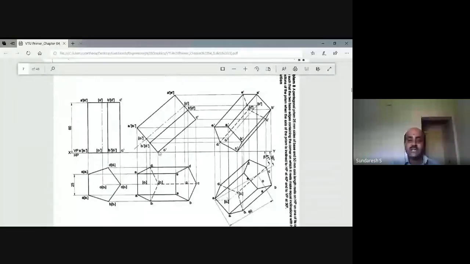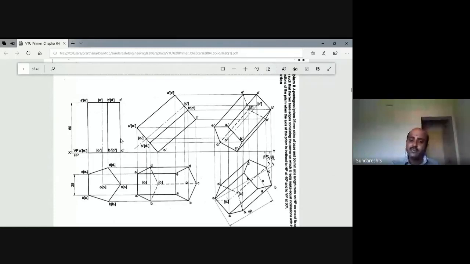First you mark C1 dash on the XY line. Take a convenient distance from the initial position front view on the XY line. Mark C1 dash. Okay. So first you can draw the edge C dash and C1 dash first.